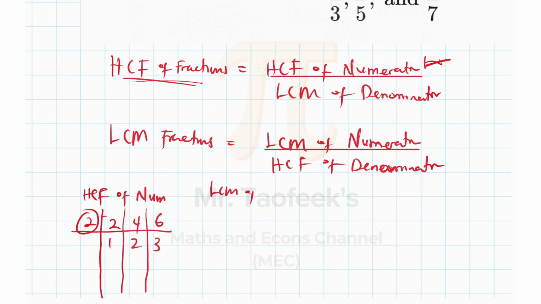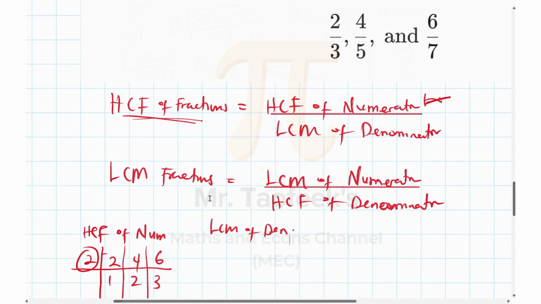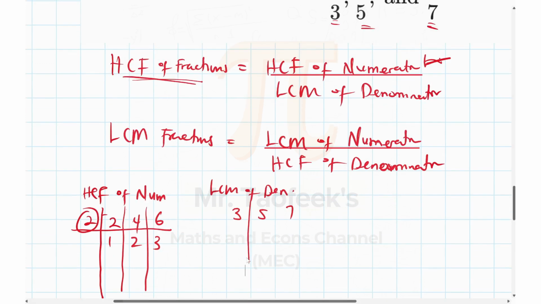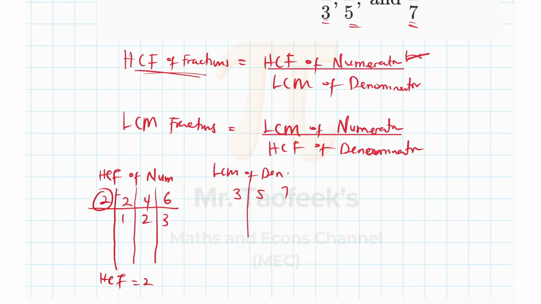So the LCM of the denominator. Look at the denominators. They are 3, 5, 7. The 2, 4, 6 are the numerators of each of the fractions. So 3, 5, 7. We want to get the LCM. The smallest prime factor here is 3. 3 in 3, 1. 3 in 5, 5, 7. Then 5, 1, 1, 7, and then 7. 7 times 5 is 35, and 35 times 3 is 105.